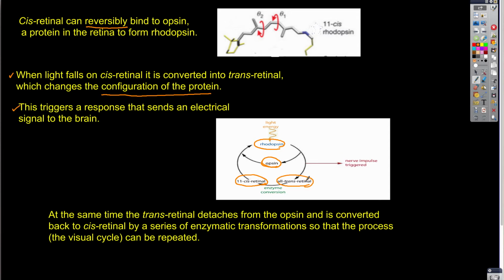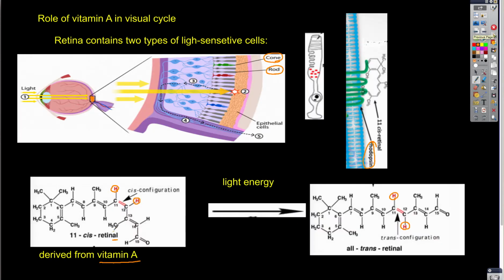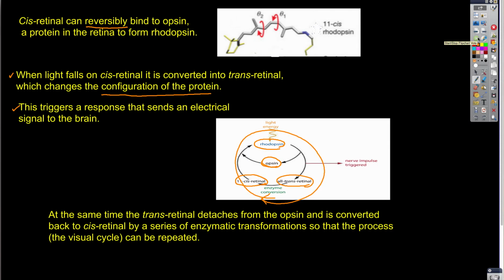Now what happens at the very end, due to enzymes, the trans is going to convert back to cis, and it separates from opsin, and this entire visual cycle takes place again and again. And this is what the stereochemistry is all about: vitamin A and its two versions, cis and trans, and how it's going to create visual signals. And you have to remember the process that happens: 1, 2, 3, and finally the separation.